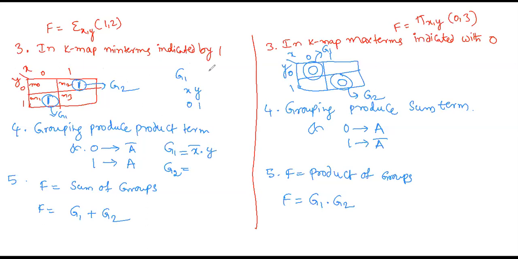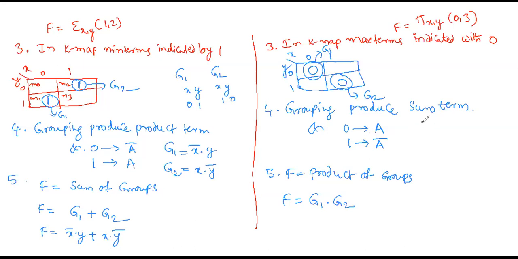Similarly, G2, XY values are 1, 0. So 1 is indicated with x, 0 is indicated with y complement. So f is equal to x bar y plus x y bar.